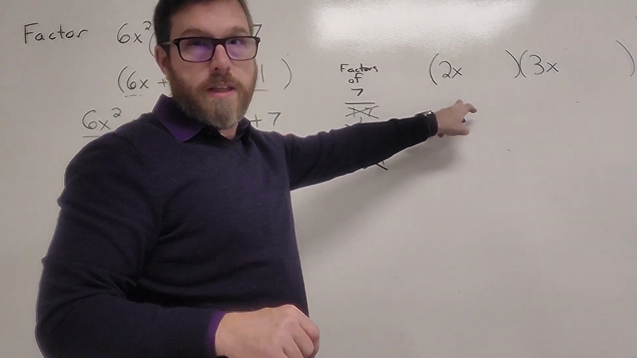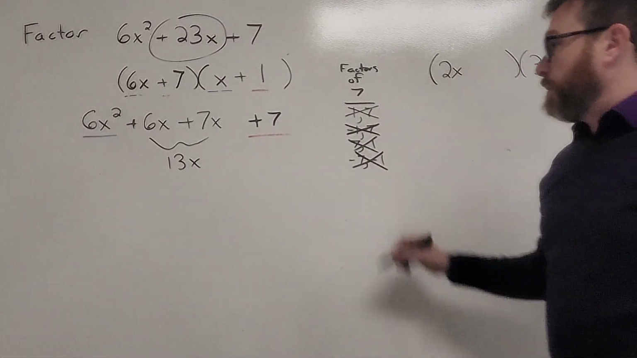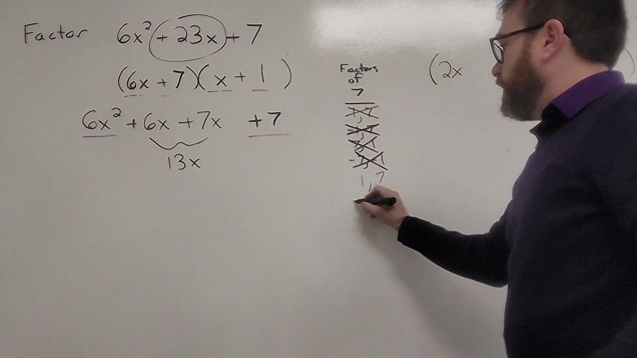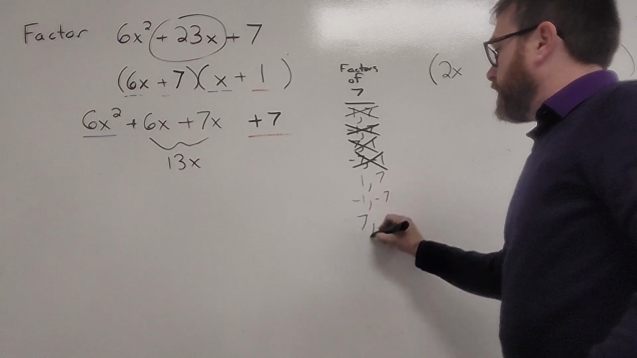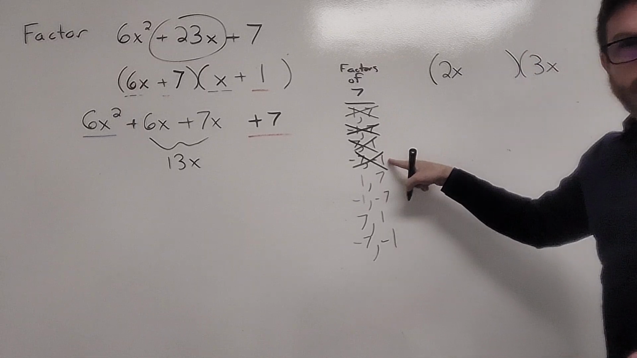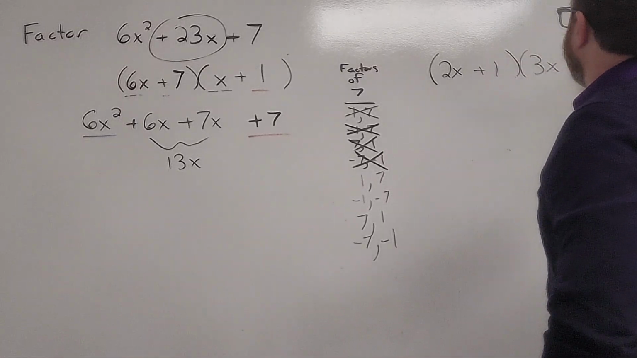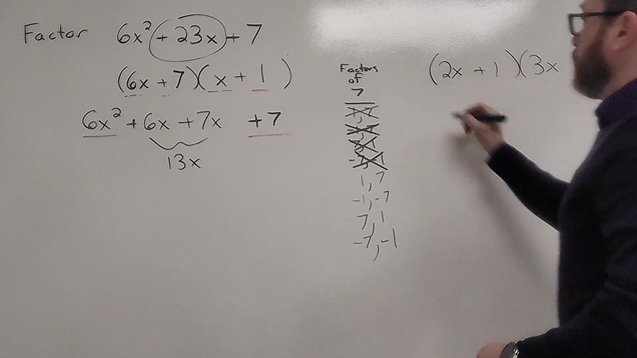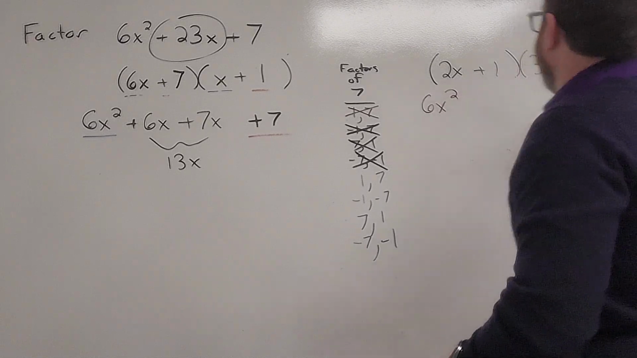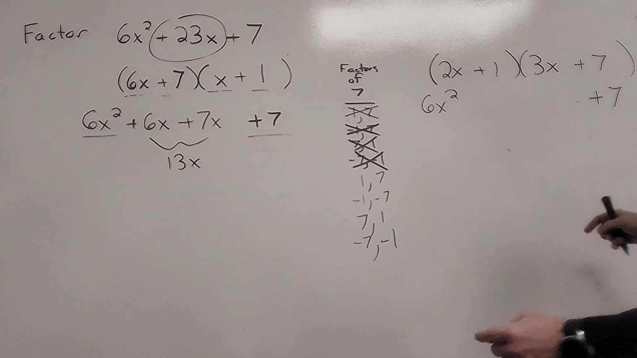Let's try the 2x and the 3x. So kind of running through these again. Remember that we had the 1 and 7, the -1, -7, the 7 and 1, and then the -7 and -1. Just running through that exact same list again. Let's try plus 1 plus 7. I already know the firsts are going to give us a 6x squared, and the last is going to give me a 7. But we have to see what outside and inside give us.